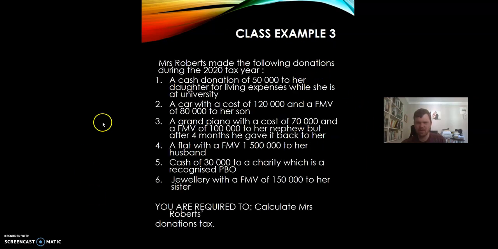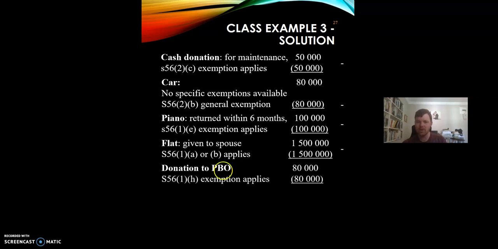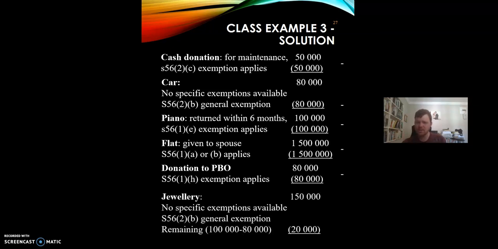Then we've got a flat with a fair market value to her husband. You know that anything to a husband, to a spouse not separated, is going to be exempt. Then I tell you cash of $30,000 to a charity, which is a PBO. You know that any donations made to a PBO are going to be exempt. And then lastly, I tell you she gave jewelry to her sister. No special exemptions here. What is key? You've still got $20,000 of your general exemption left over, so that counts.